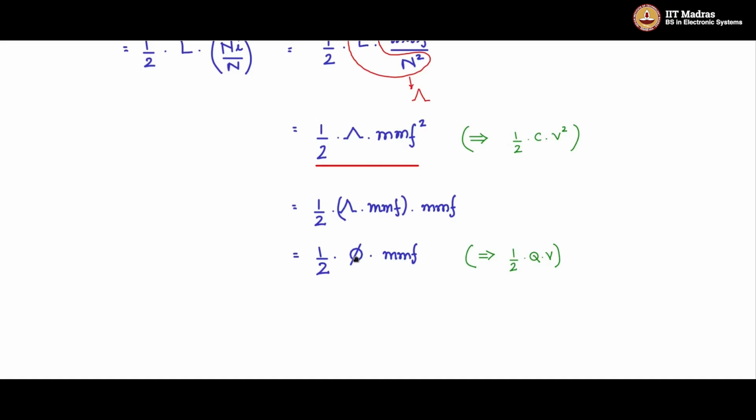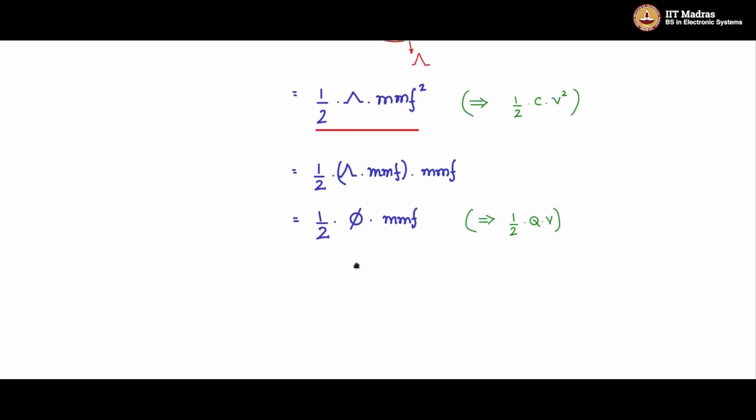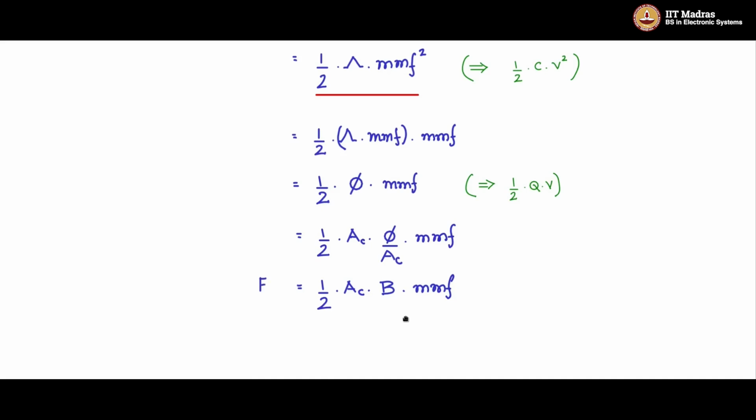Now phi, I want to express it in terms of flux density B. So let us say half into AC into phi by AC. Phi by AC is the flux density B, to mmf. So I can write that one as half into AC into flux density B into mmf. So this becomes the energy that is stored in the inductor from the magnetic perspective.